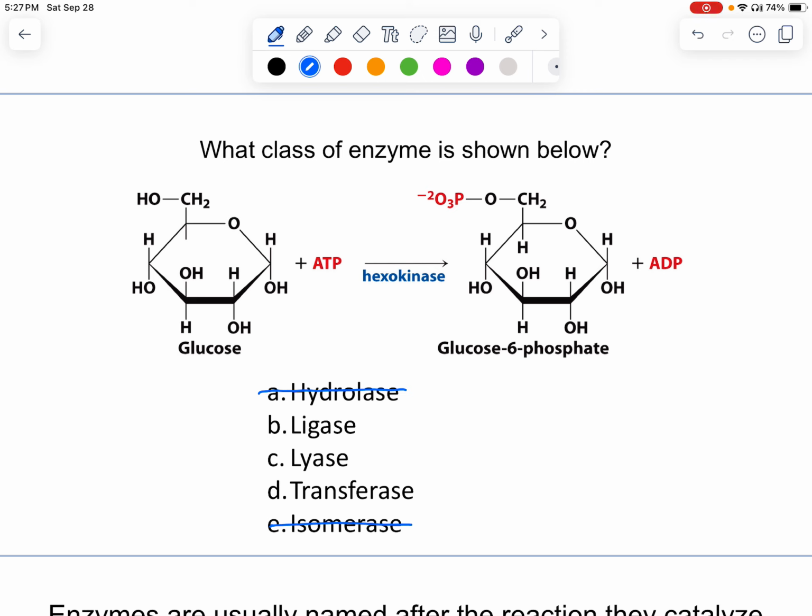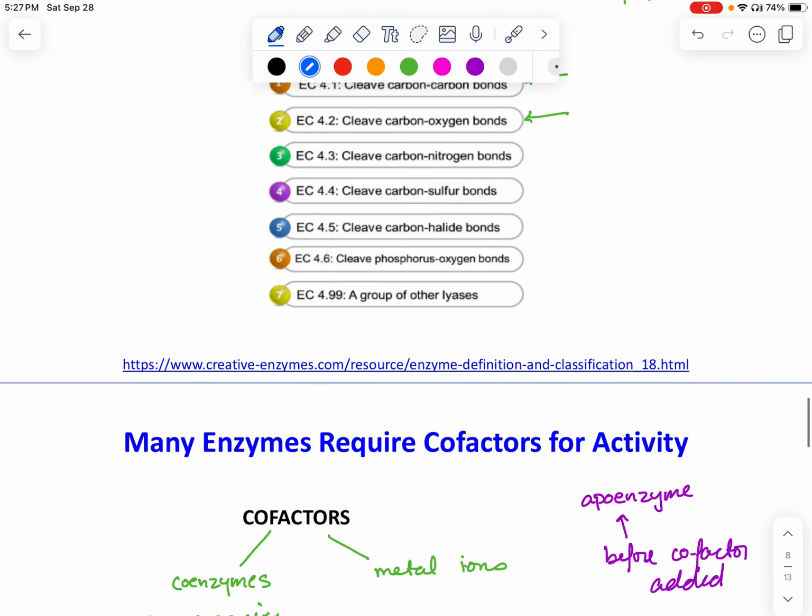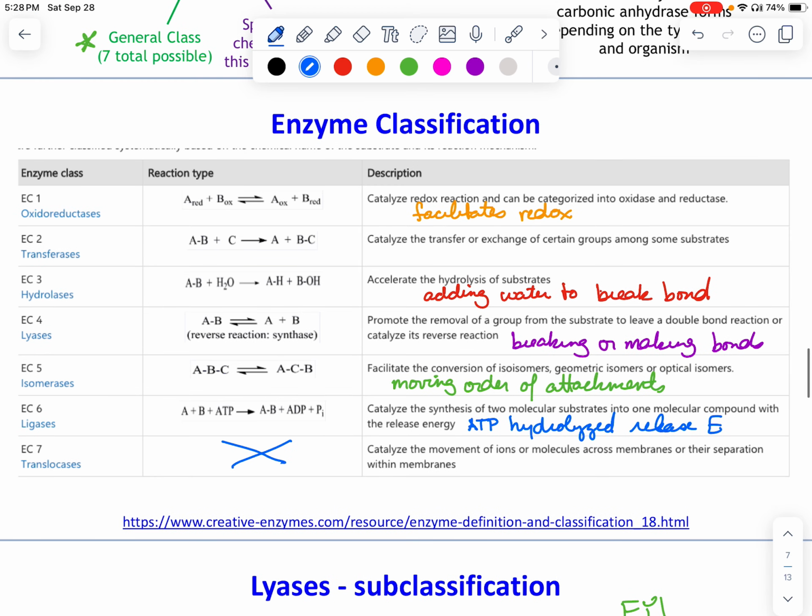When I look at ligase versus lyase, sometimes people get those confused because they're similar. Remember that the ligase right here was synthesizing something with ATP to give us that ADP and release energy. Lyase is breaking or making bonds generally with this double bond.